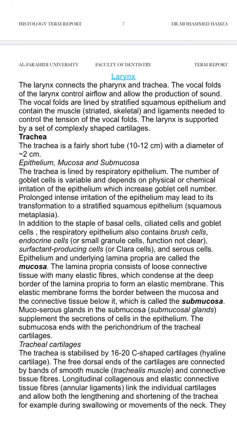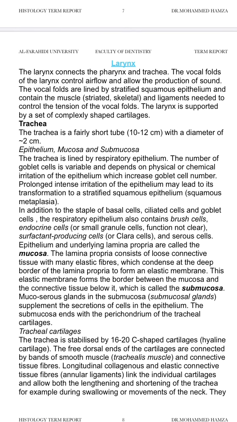The larynx connects the pharynx to the trachea, and the vocal cords of the larynx control the airflow and allow the production of sound. The vocal folds are lined by stratified squamous epithelium and contain muscle, which is striated and skeletal, and ligament needed to control the tension of the vocal folds. The larynx is supported by a set of complexly shaped cartilage.